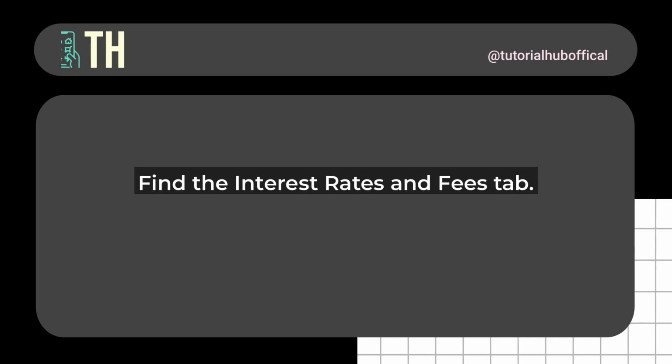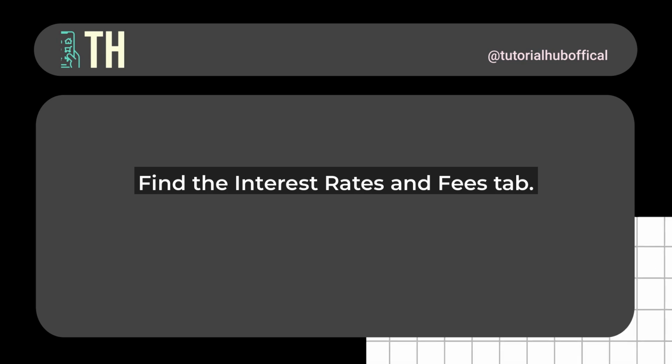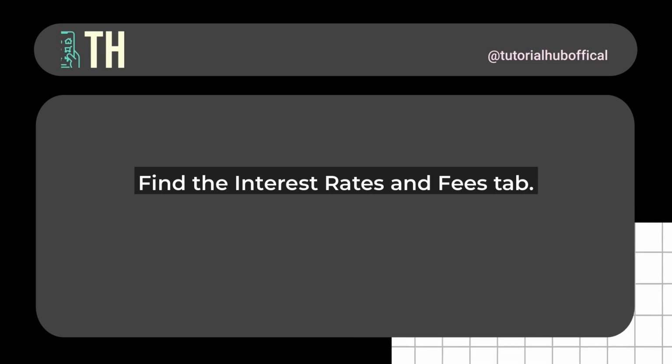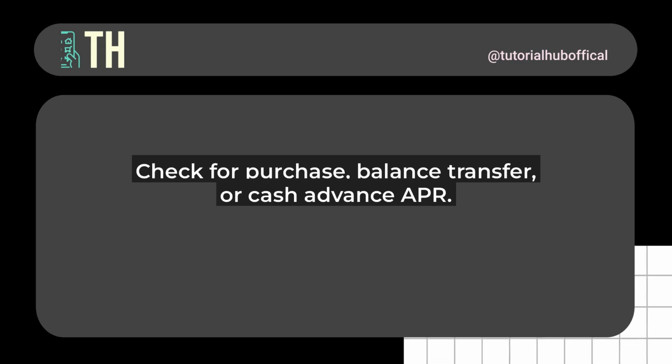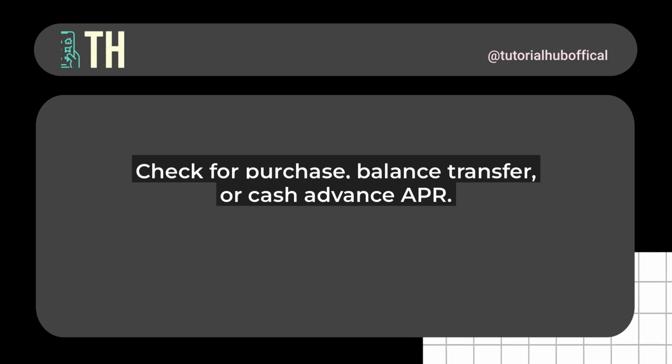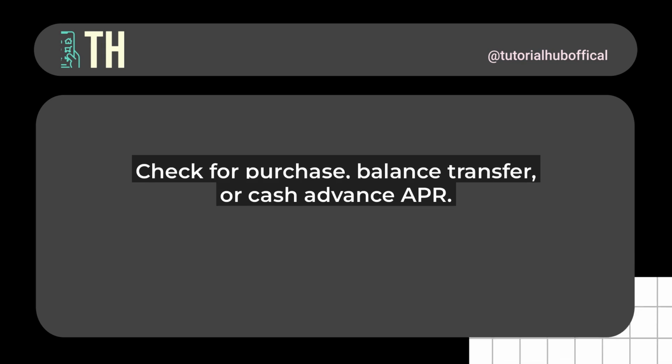Here, you'll see a breakdown of your card details. Look for the Interest Rates and Fees tab, which is usually under Card Information or Statement Details. Your APR will be listed there, often broken down by different types like Purchase APR, Balance Transfer APR, or Cash Advance APR. Make sure to note the effective date, as rates can change annually.